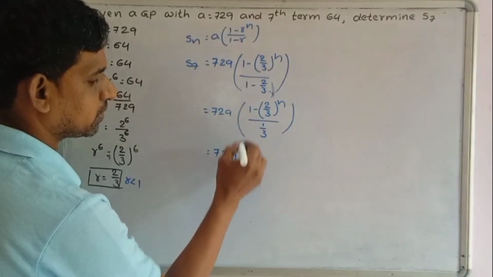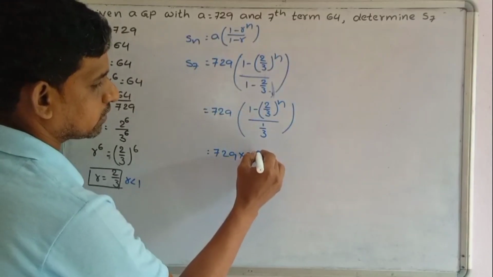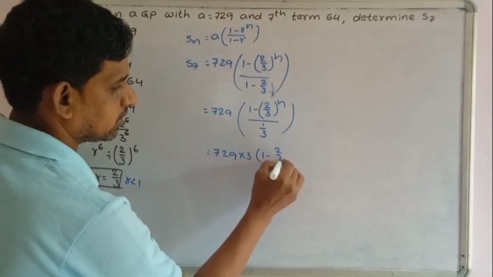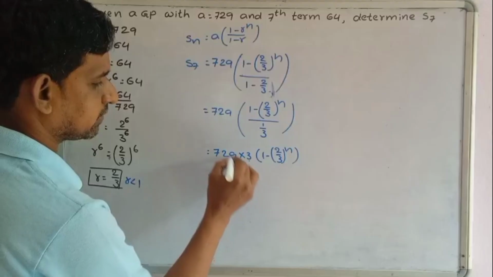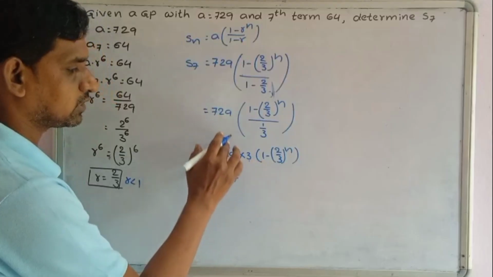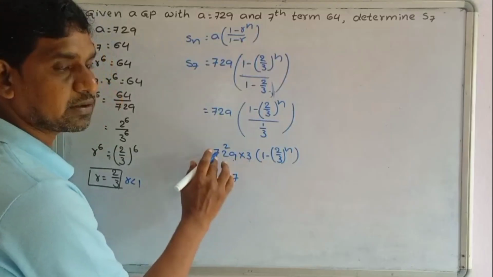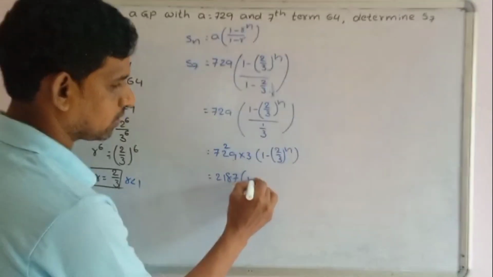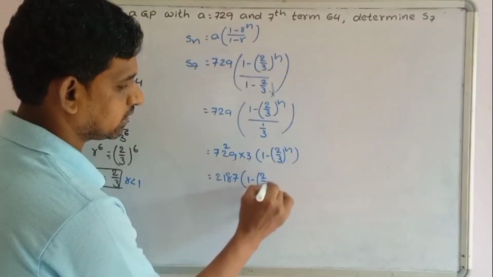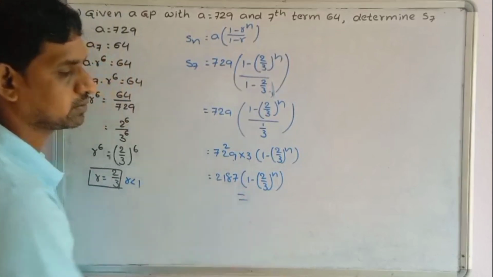That equals 729. The 3 transposes to the numerator, multiply with 3. So 1 minus 2 by 3 whole power n. 3 9s are 27, 3 2s are 6, 6 plus 2 is 8, 3 7s are 21. So 2187 into 1 minus 2 by 3 power n.